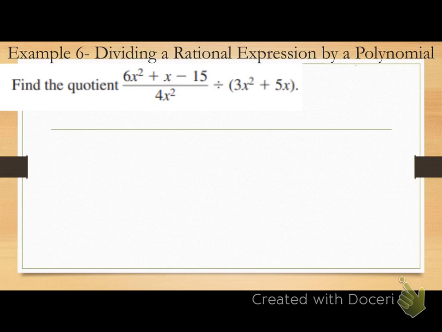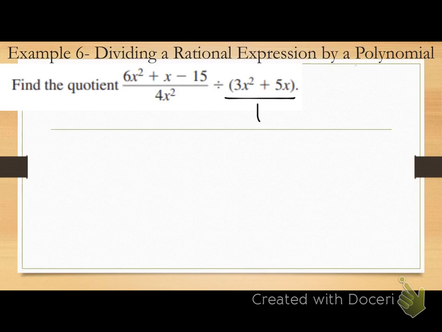Okay, now I'm dividing a rational expression by a polynomial. But hopefully, we all know how to handle this now based on my first example. If I have a polynomial just by itself, how do I make it a rational expression? Put it over 1. And now I've got a rational expression divided by a rational expression.